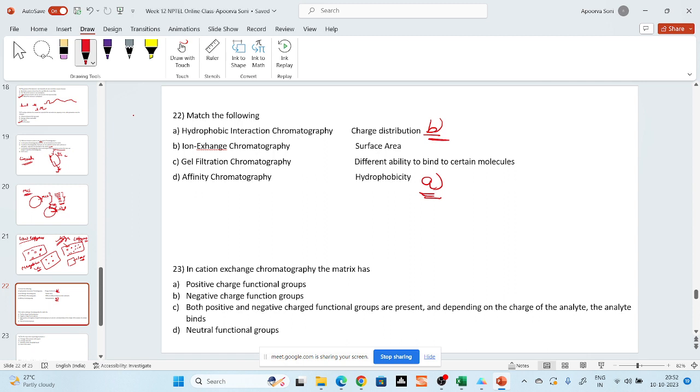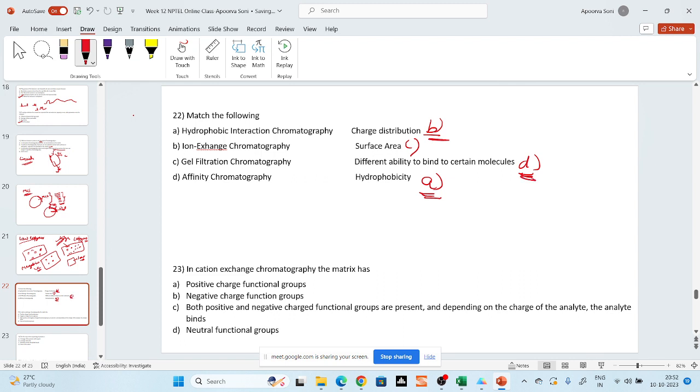In anion exchange chromatography, the matrix is positively charged. Always remember it is the opposite. Then gel filtration chromatography, it is the surface area, C. And then affinity chromatography is the different ability to bind to certain molecules. It is D.